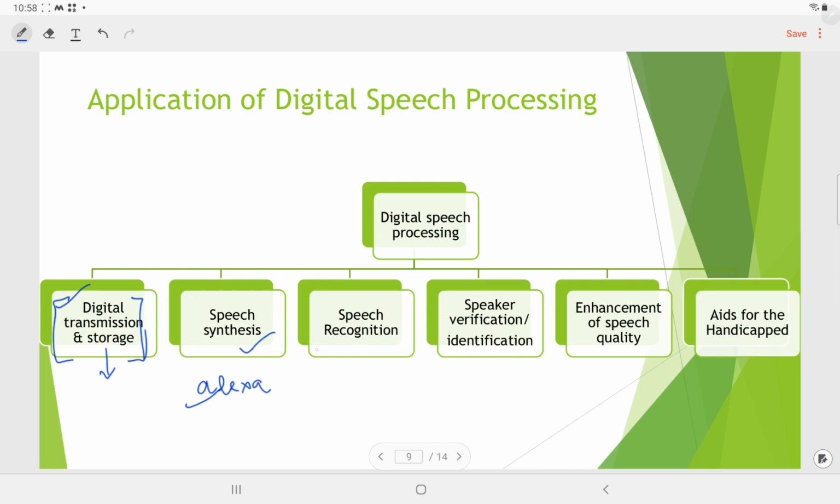Then apart from that, you will find applications in speech recognition, speaker recognition, verification and identification. Then the question arises: what is the difference between speech recognition and speaker recognition? In speech recognition, we try to recognize the words that are spoken, or what is spoken.